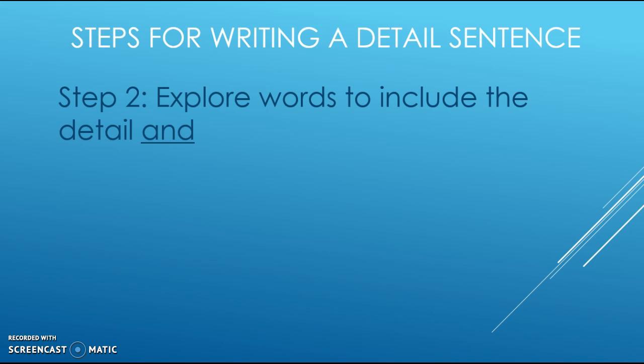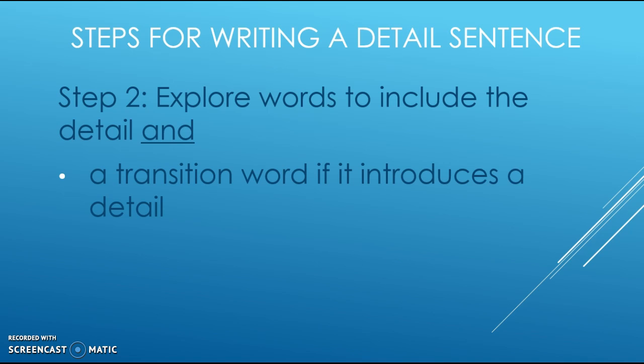So here is step 2. Step 2 is that we're going to explore words to include in the detail, and we will use transition words if it introduces a detail, and we will make sure that we use the right point of view, and we will make sure that we use the right tense. So as you explore the words, keep 3 of the 5 requirements for detail sentences in mind.